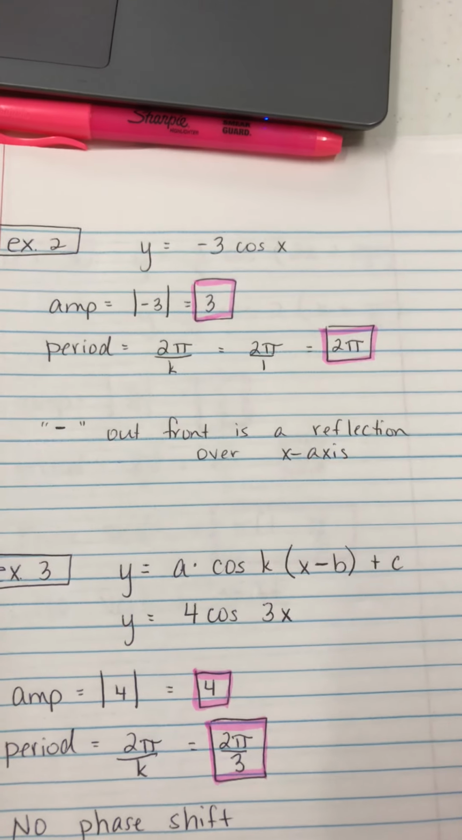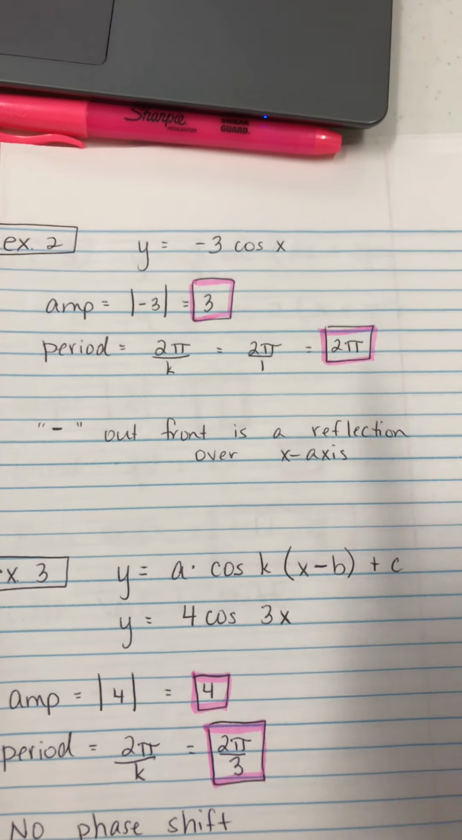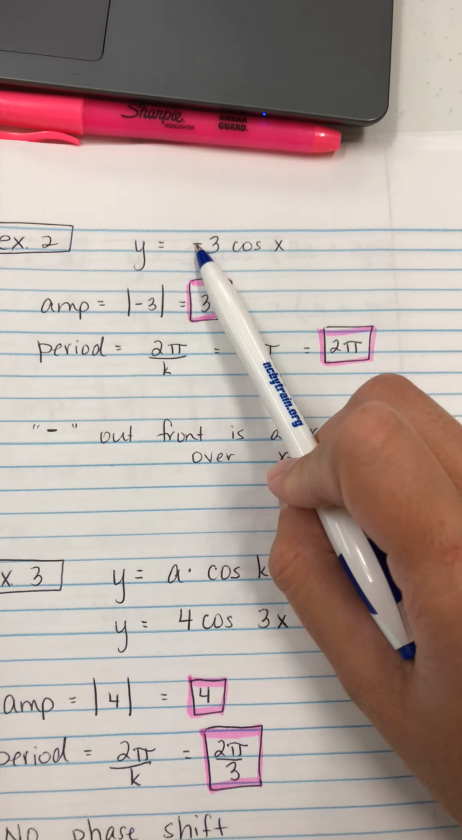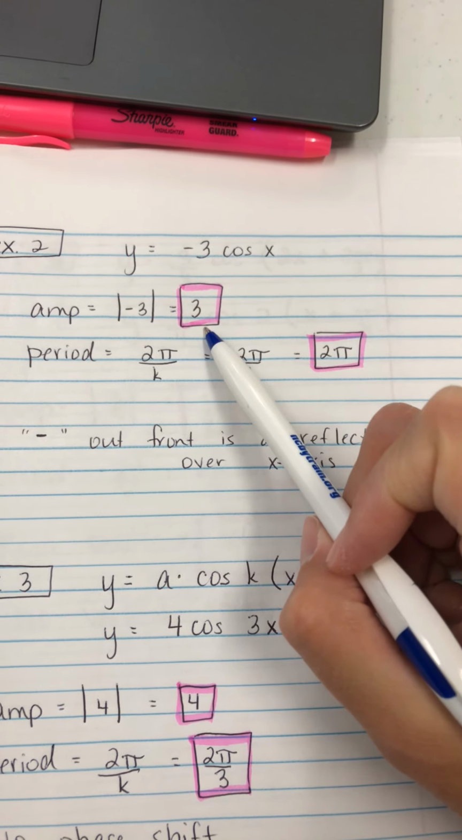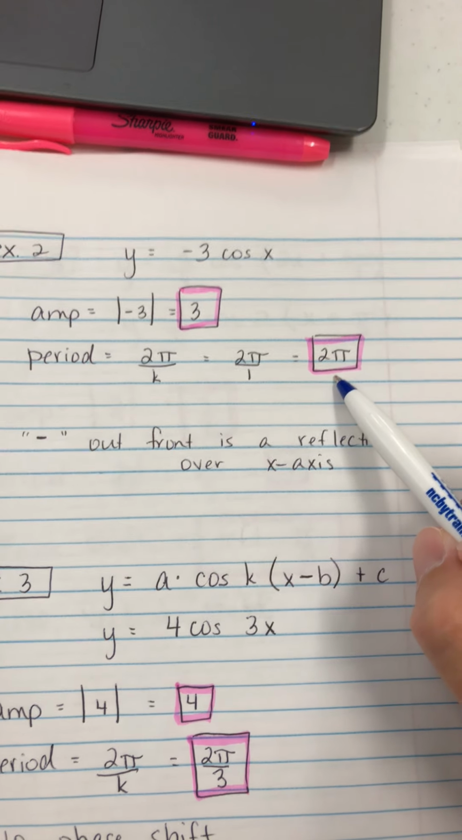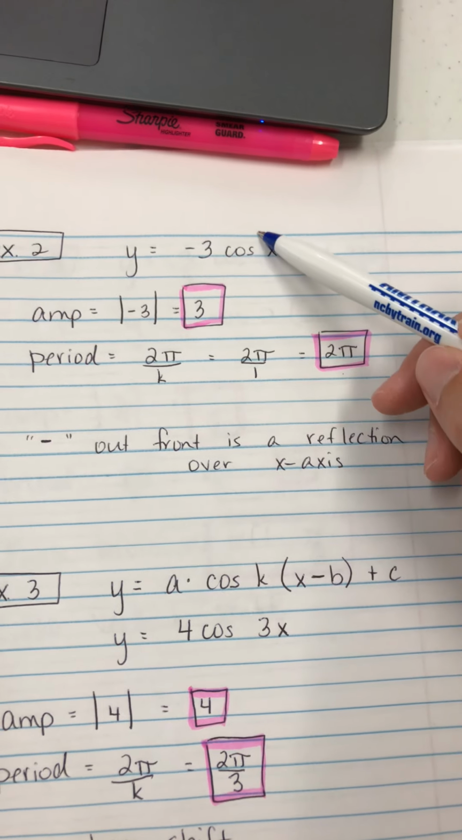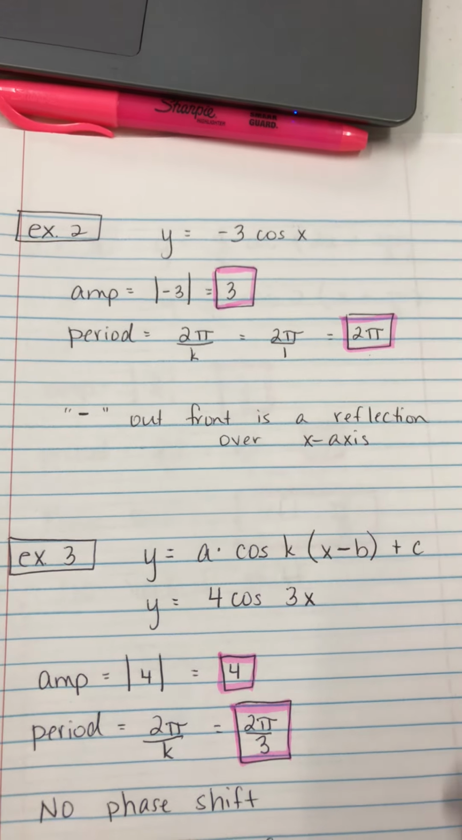But don't forget, whenever there's a negative out in front, that represents a reflection over the x-axis. So in example number 2, this is what you would have to tell me. There's a reflection over the x-axis. The amplitude is the absolute value of that, which would be 3. And the period is just 2 pi over 1, which is still just 2 pi.